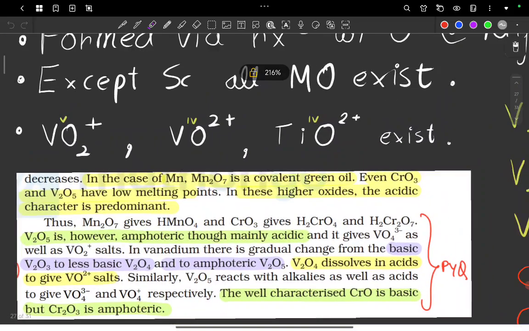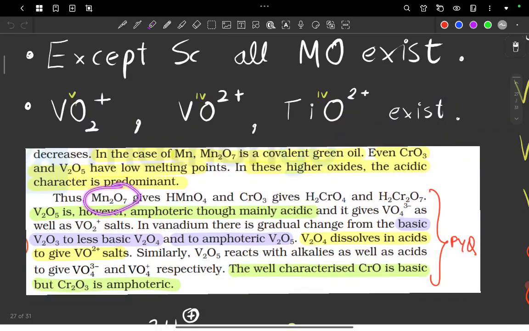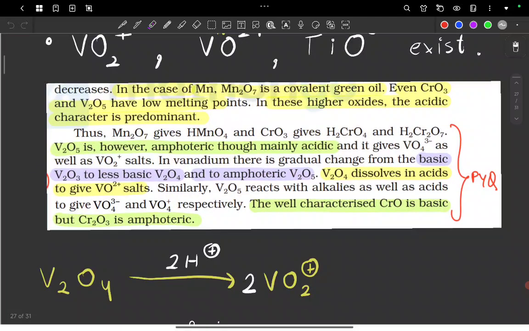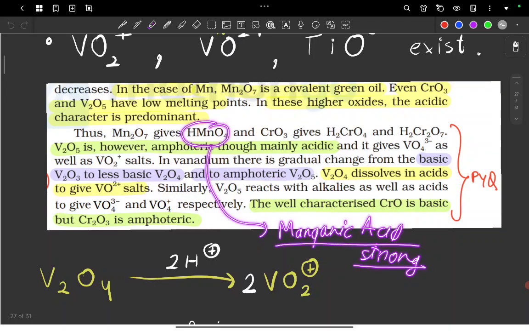Okay? And remember that CrO3 and V2O5 have low melting points. Extra points, they can ask anything. Mn2O7 gives HMnO4 in aqueous medium. HMnO4 is called manganic acid. And this is a strong acid. Not mentioned in the NCERT, but still I just told you.